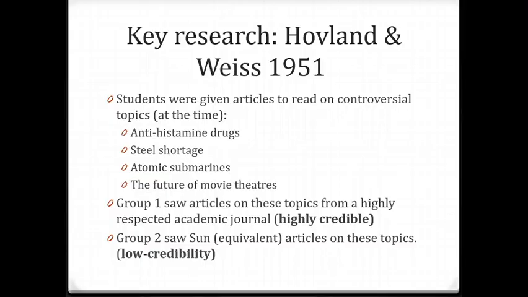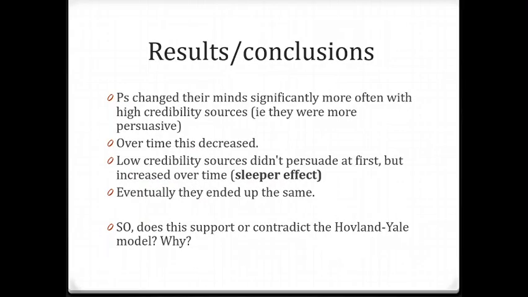The first group had a highly respected academic journal, which was highly credible. So we're thinking about having an expert if we think about our source. Group 2 had a tabloid newspaper equivalent. It wasn't The Sun, but it was something similar from the time in America. So low credibility. So what we're looking at then is that participants changed their minds significantly more often with high credibility sources. So that finding supports the Hovland Yale model of persuasion, because it's saying that if there's an expert, then they're more likely to persuade you.